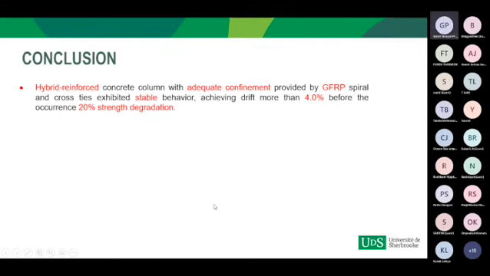So in conclusion, the hybrid reinforced concrete column, consisting of longitudinal steel combined with glass fiber reinforced polymer spiral and cross ties, showed stable behavior, achieving more than 4% drift ratio, which is a well-confined hybrid reinforced concrete column. Therefore, we can say that concrete columns with hybrid reinforcement could be considered an acceptable material for use in new construction in high earthquake hazard zones.